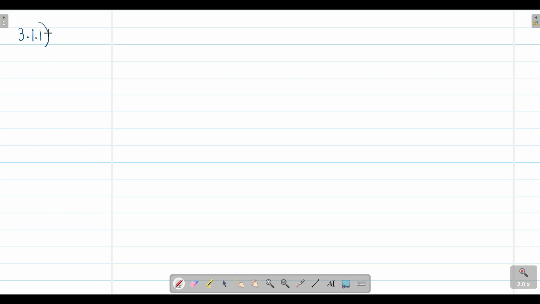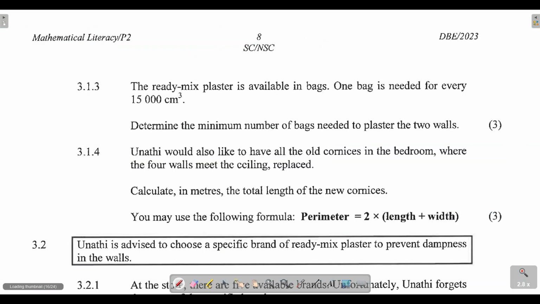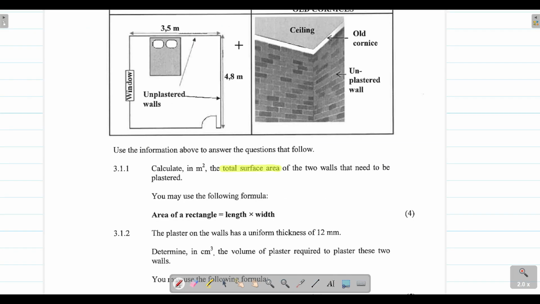Okay, so for us to determine the total surface area, we will basically take the area of wall number 1 plus the area of wall number 2. So how can we get the area of wall number 1? Let's determine which one we are going to use as our first wall.